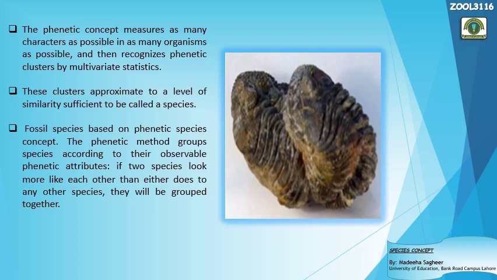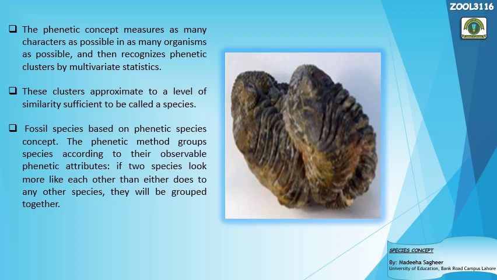These clusters approximate a level of similarity sufficient to be called a species. These clusters of similarity should be enough that they call them similar. It's not like that we have, suppose, 10 individuals, and amongst those 10 individuals only 1 to 2 characters are similar, so we can't group those 10 individuals into the same species. They have the maximum approximate number of similarities in them. That's why they could be kept in the same group of the species.